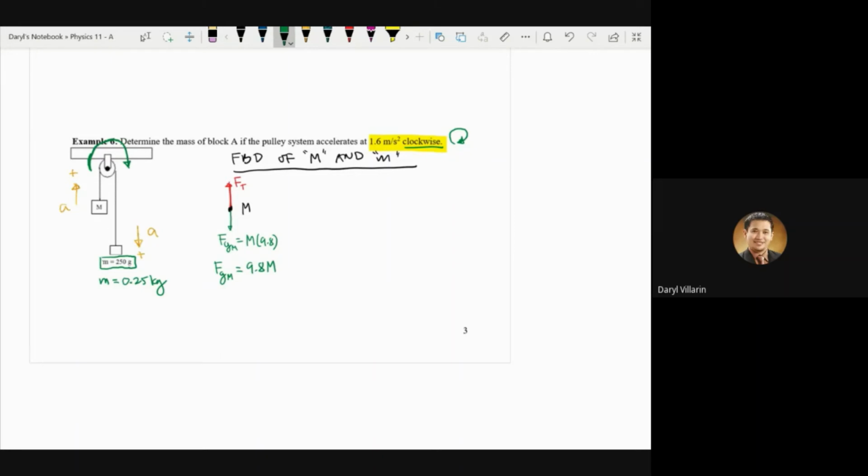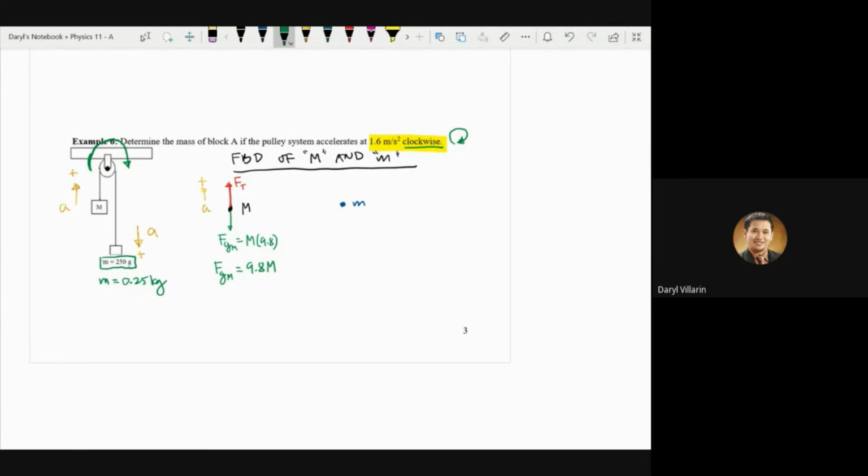So I know that, again, this would be moving in the clockwise direction. So clockwise. So that means that the acceleration here would be upward. That's the plus direction. Okay? That's a plus direction going up. Now, looking at my object B. Object B is small m. Okay? So small m.